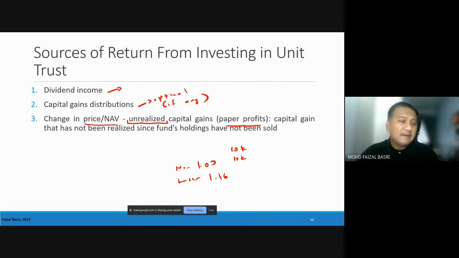Tapi bila RM10,000 darab RM1.16, your value dah naik 11.6k. Okay, so ada untung 1,600 ni. Okay, so 1,600 ni dipanggil unrealised profit. Sebab you tak jual lagi. You ada untung 1.6k tapi just paper profits. So macam mana nak realise dia, macam mana nak dapat profit ni, you have to sell. Okay, you kena jual dulu. You jual baru you dapat that 1.6k.